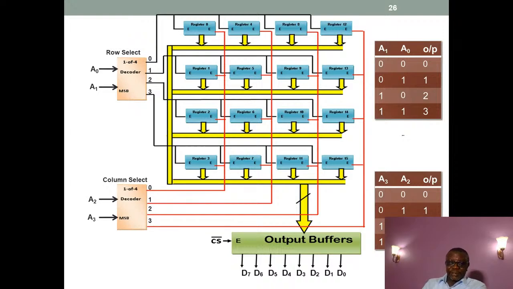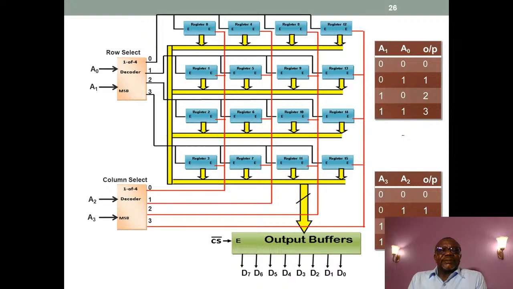Now, keep everything you are doing and follow me to look at this diagram. If you look at the diagram, you see the small blocks in blue. We call them registers. To the left, we have the block in orange, which we call 1 of 4 decoder. The one up we call row select. The one down we call column select. Then down we have the output buffer. Then in the diagram, we have lines in black, we have lines in red, and we have lines in yellow.